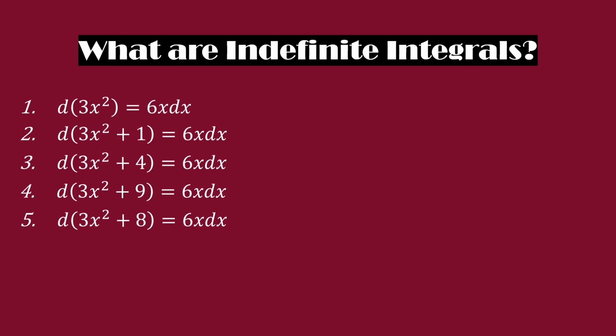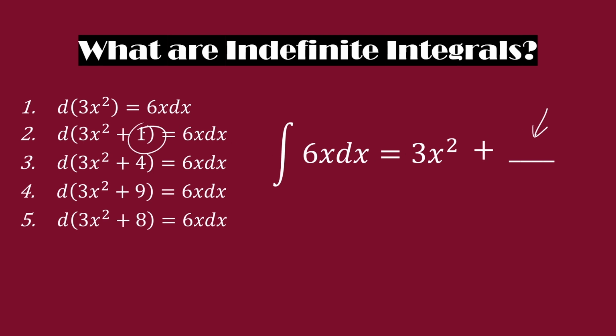Okay, so there are 5 distinct functions, but they have the same derivative, and that is 6x dx. Now, if you get the integral of 6x dx, you will get 3x squared plus something. And we cannot know for sure what to put in here. Okay? Because it could be 1, it could be 4, it could be 9, or it could be 8, or it could be anything. It could be anything that ranges from negative infinity to positive infinity. So we cannot know for sure.